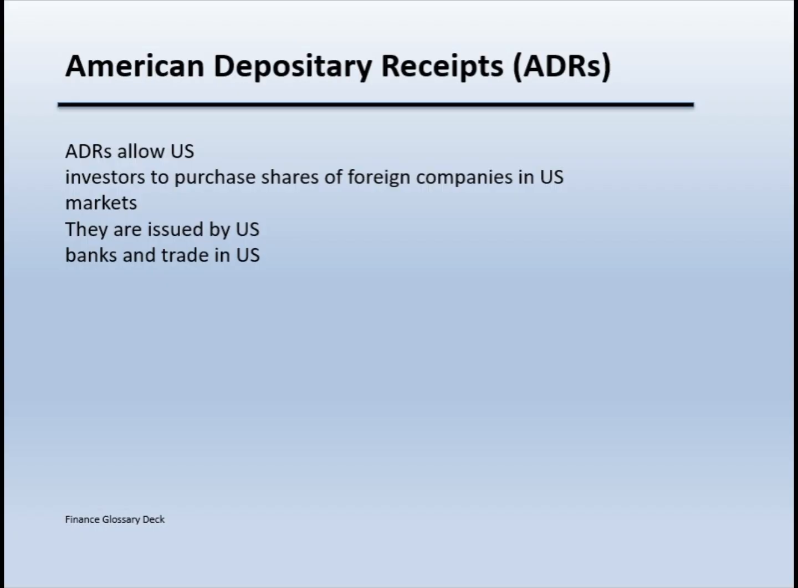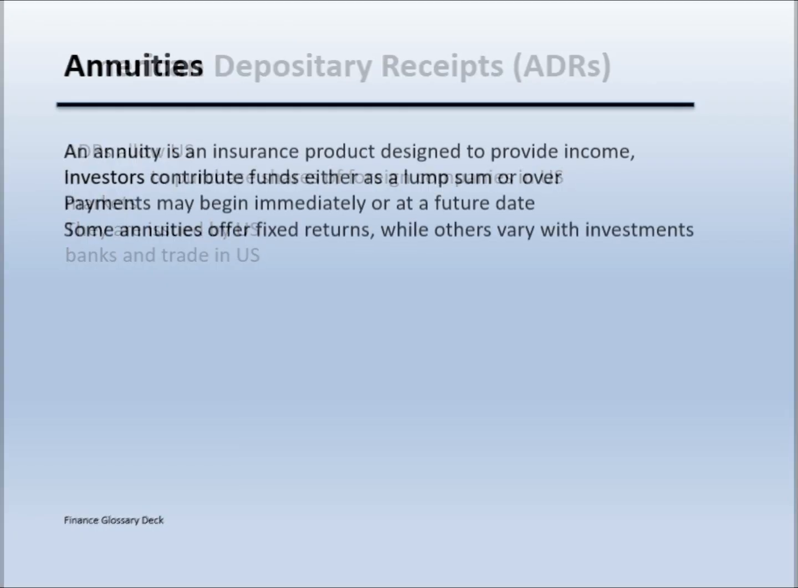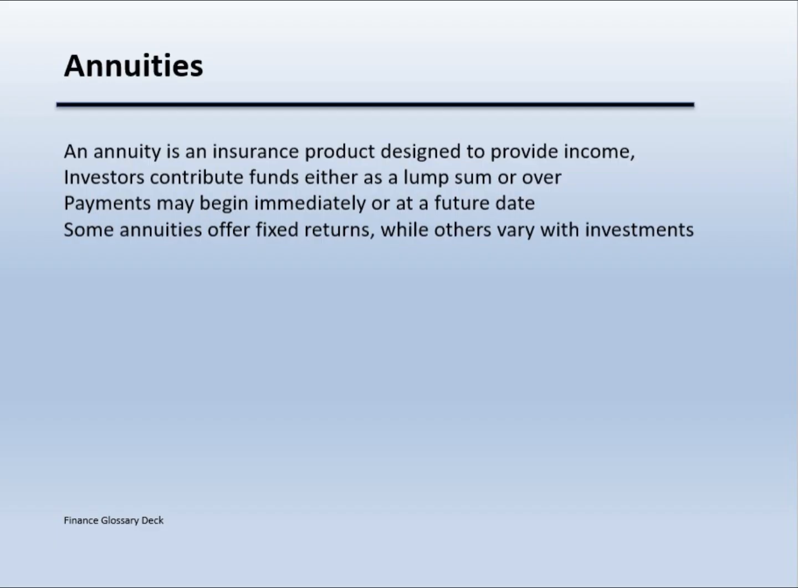ADRs allow U.S. investors to purchase shares of foreign companies in U.S. markets. They are issued by U.S. banks and trade in U.S. dollars. Dividends are paid in dollars as well. ADRs simplify international investing. An annuity is an insurance product designed to provide income, often during retirement.